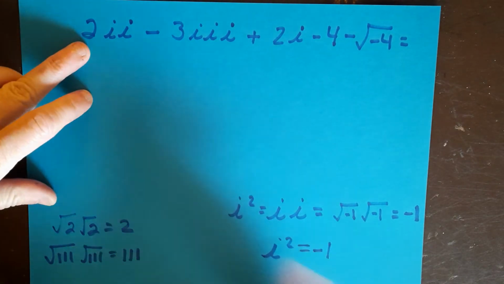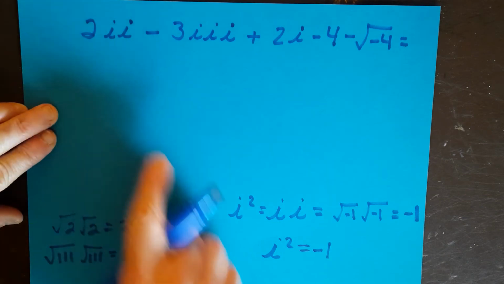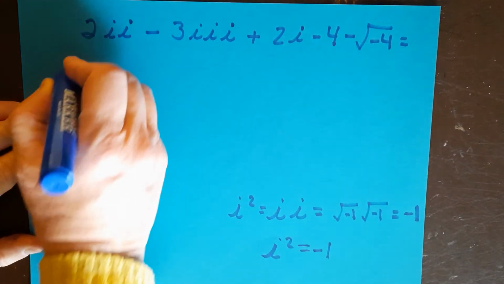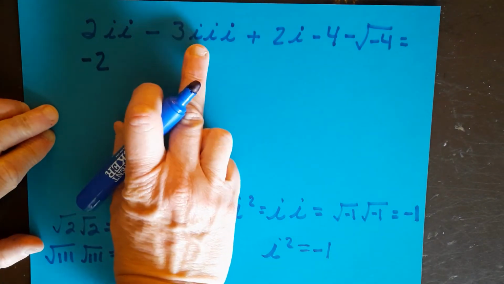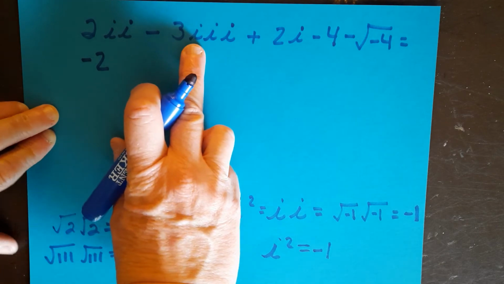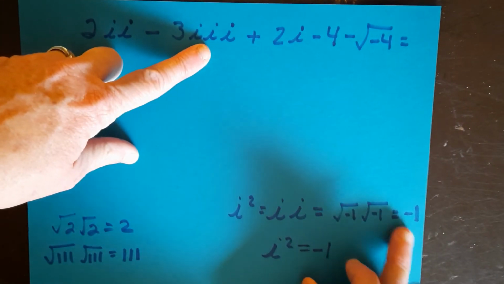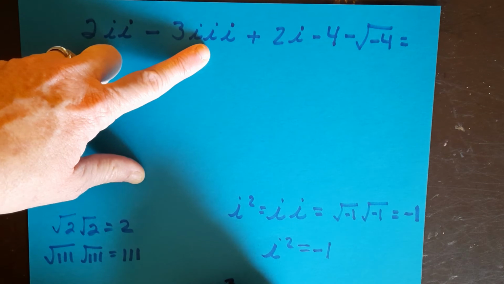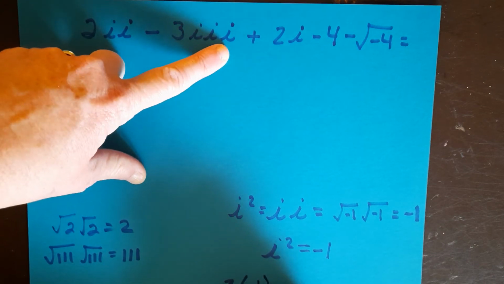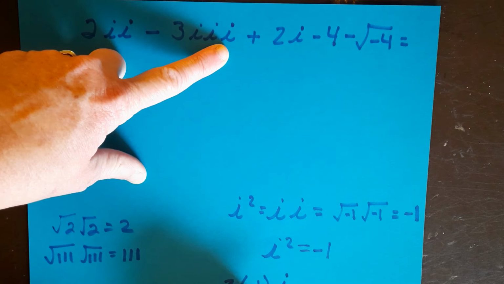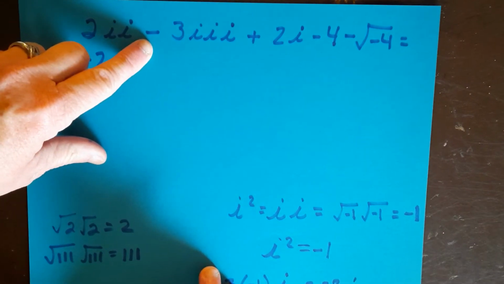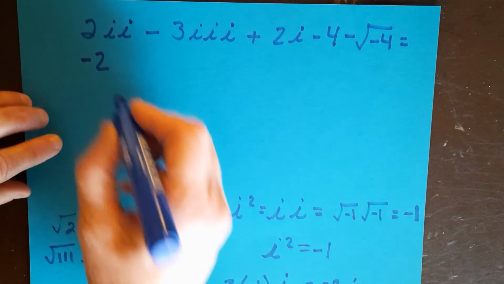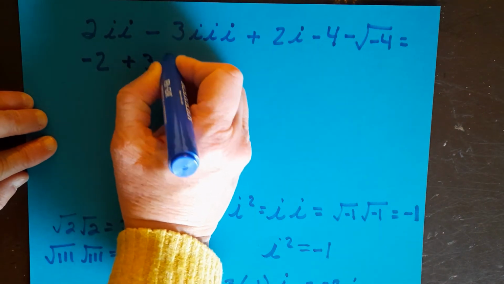So 2 times i squared is the same as 2 times negative 1. So 2 times negative 1 becomes negative 2. Okay, now let's do this 3 times i times i times i. The i times i, as we saw right here, is negative 1. So that becomes 3 times negative 1. And we still have an i right here. So that's 3 times negative 1, which is negative 3 times i. So we have a minus a negative 3i, which just means a plus 3i.